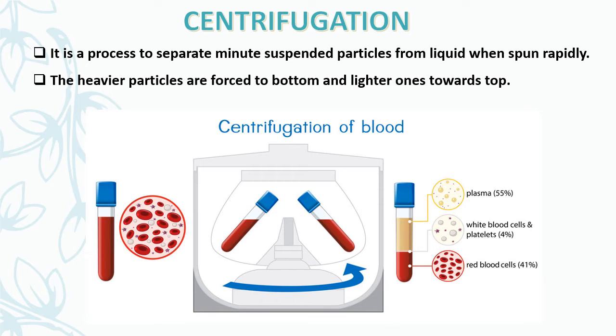It will spin rapidly when the motor is on, and then the lighter particles will rise up and the heavier particles will settle down. Hence we can see that blood is a mixture of red blood cells, white blood cells and plasma, which is also a colloid.